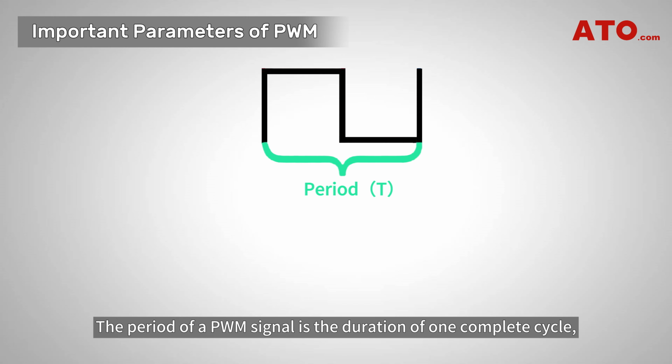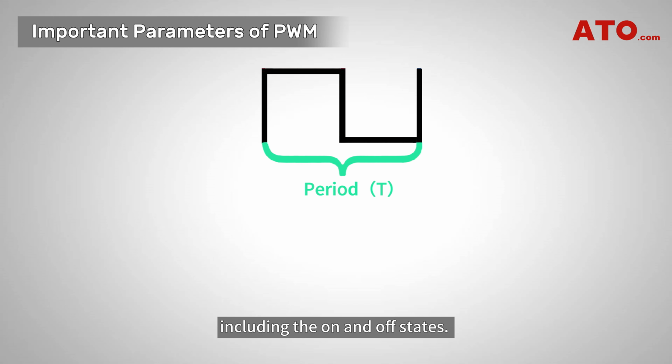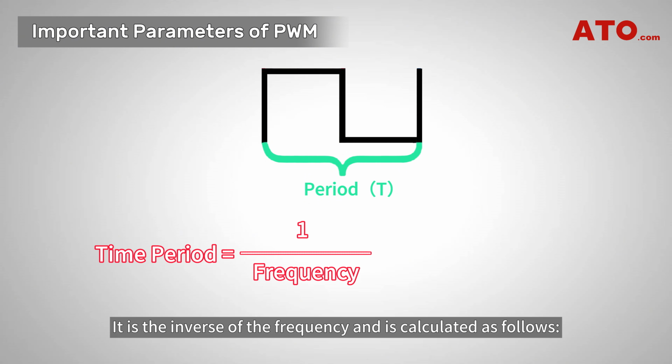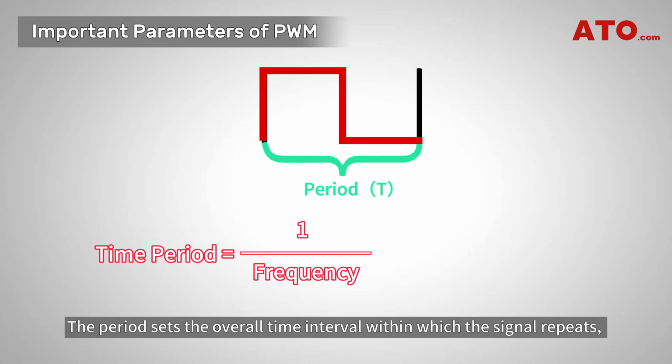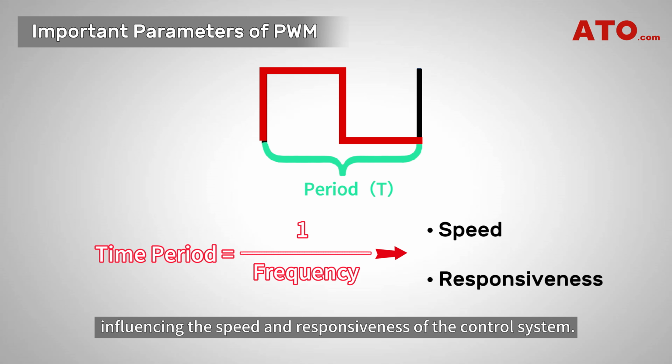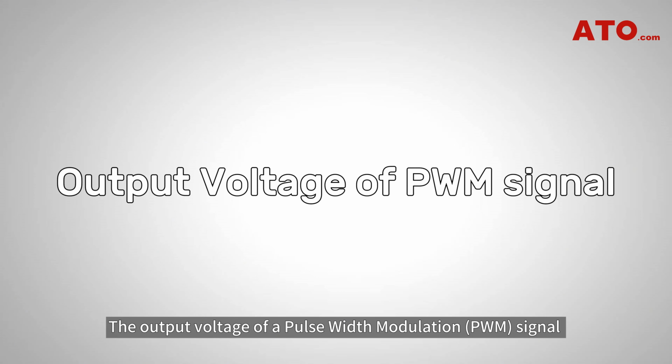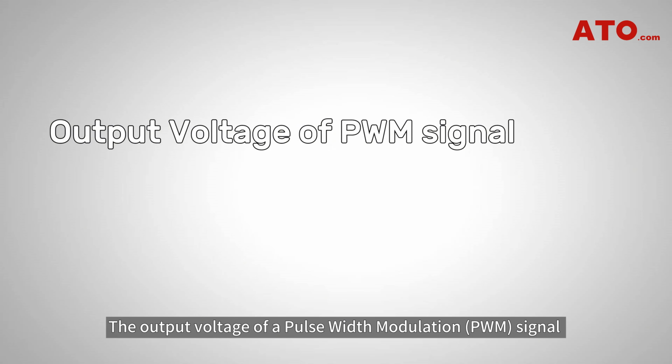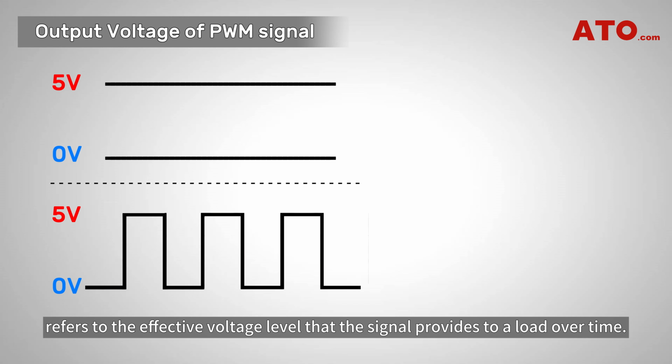The period of a PWM signal is the duration of one complete cycle, including the on and off states. It is the inverse of the frequency and is calculated as follows. The period sets the overall time interval within which the signal repeats, influencing the speed and responsiveness of the control system. The output voltage of a pulse width modulation signal refers to the effective voltage level that the signal provides to a load over time.